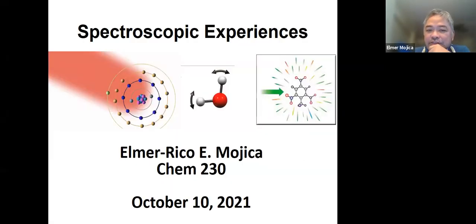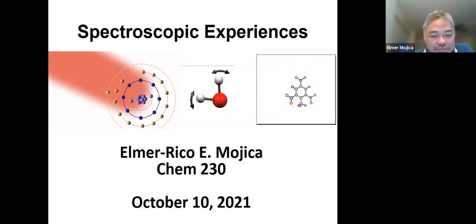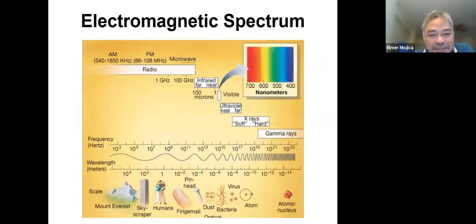So when we're talking about spectroscopic methods, it is mostly the interaction of matter with light. It could include molecular or atomic spectroscopy. But the one that I'm going to tackle today is more on molecular spectroscopy, while the experiment that you're going to do is atomic spectroscopy. Spectroscopy, I think, is possible because of the so-called electromagnetic spectrum.